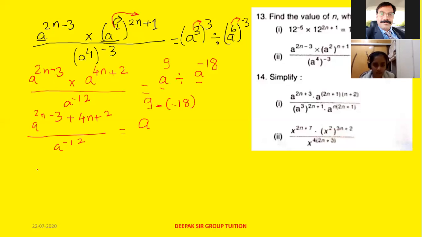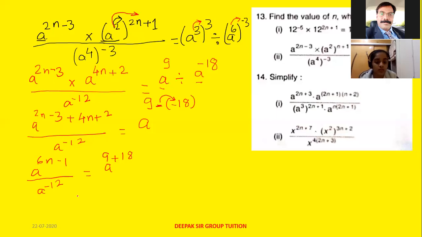On the power of a, we can see that this 2n and this 4n are like terms, so we can simplify them. That will become 6n. Minus 3 plus 2 will become minus 1. Then it is given divided by a raised to minus 12, is equal to a raised to 9 minus of minus 18. Minus into minus is plus, so that will become 9 plus 18. Are you getting it? Now this will become a raised to 6n minus 1.